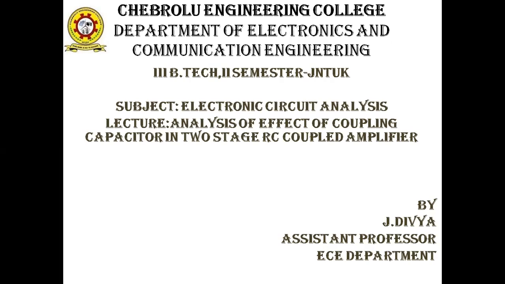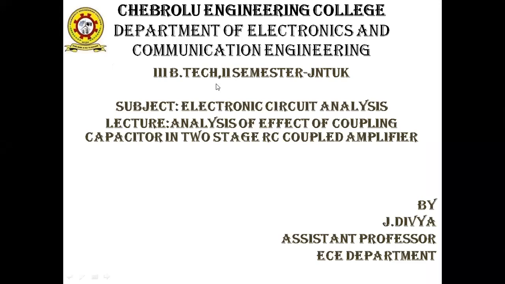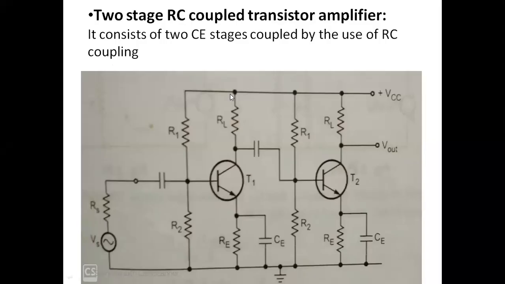In the previous session, we discussed what is meant by bootstrap emitter follower, what is the purpose of using bootstrap emitter follower, and what is Darlington amplifier. So these are the methods which are used to improve the input impedance of the circuit. We already discussed those topics in the previous session. So now we will see what is the effect of coupling capacitors in two-stage RC coupled amplifier.